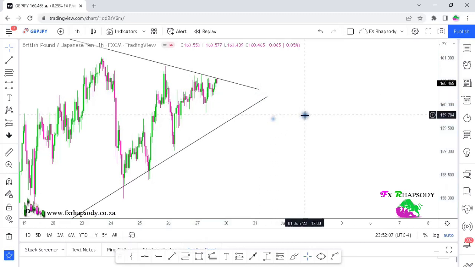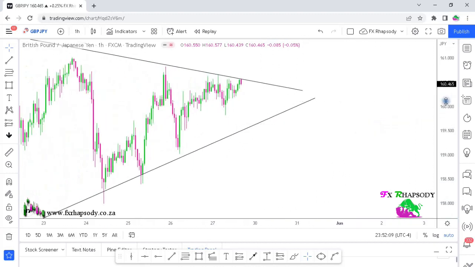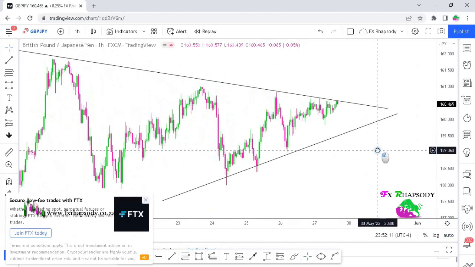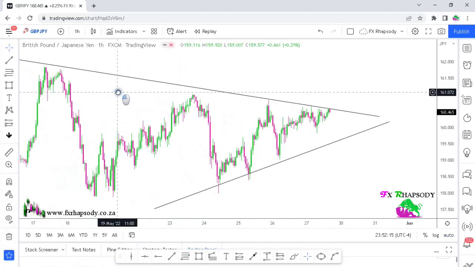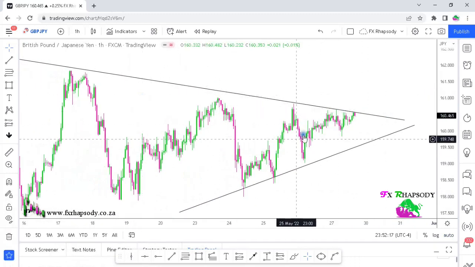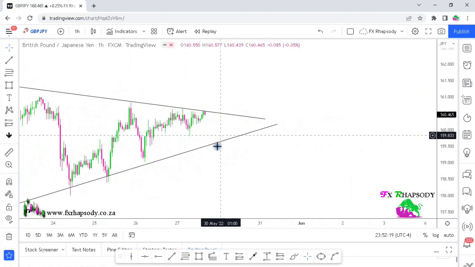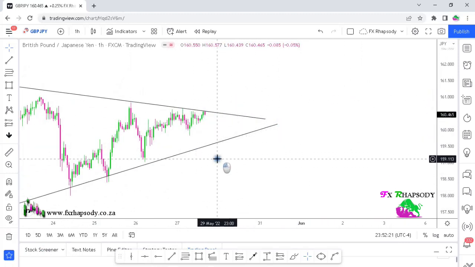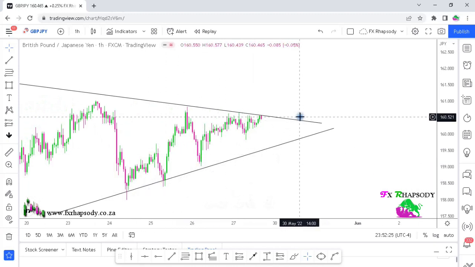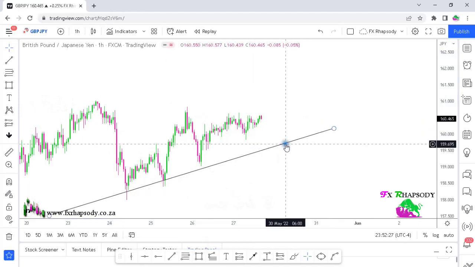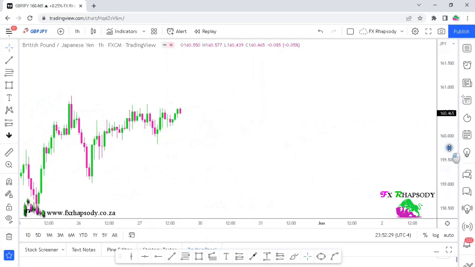So what I would like to see is price breaking this trend line. I would like to see price breaking this trend line for any sudden movement in the market. This trend line needs to be broken because we can see that's a downwards movement. I'm just going to zoom it in a little bit more again.